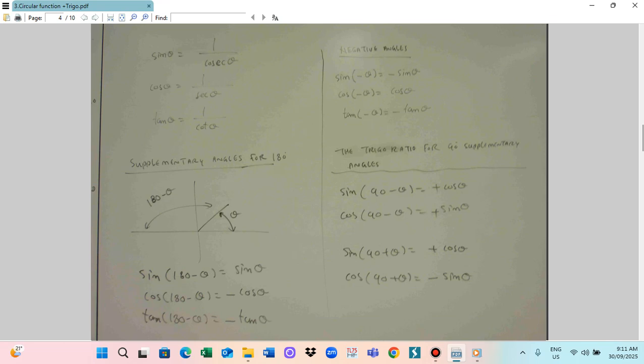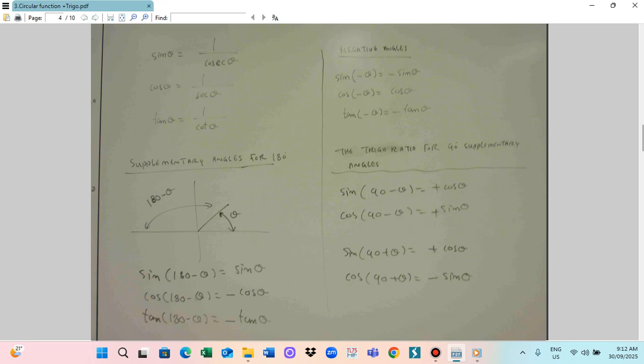Supplementary angle means that for the angle here, 180 degrees supplement. This side is theta, so the rest of the side will be 180 minus theta. So this is a supplementary 180 degrees. For this side theta, the rest will be 180 minus theta.